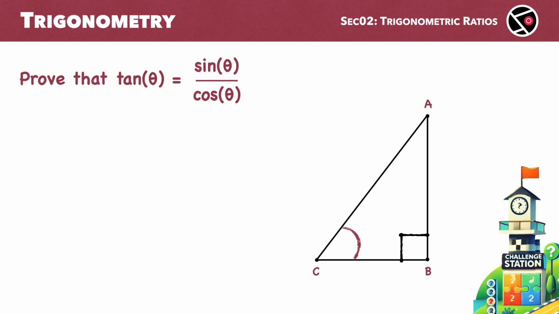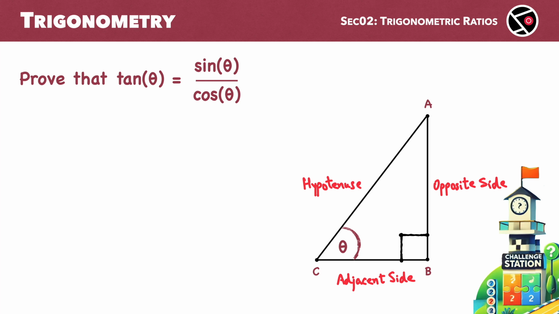One of the interior angles of this triangle is theta. In this triangle, AC is the hypotenuse. It's a side opposite to the 90-degree angle. The side opposite to angle theta is AB, which we call the opposite side. Finally, the remaining side CB, is adjacent to angle theta. So it's the adjacent side. With the basics in place, let's now dive into the proof.